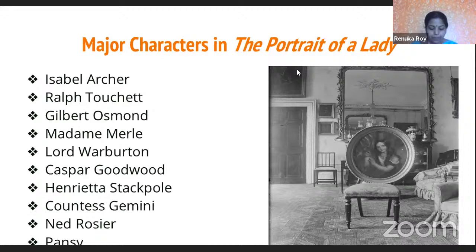So the other characters, as sir has rightly put on this slide, are Ralph Touchett, Gilbert Osmond, Madame Merle, Lord Warburton, Caspar Goodwood, Henrietta Stackpole, Countess Gemini, and Ned Rosier. So Isabel is the central intelligence in the novel. The young woman, Isabel, is the central intelligence in the novel. And she is shown in the scale of her relationship with herself and with the other characters. So at one point of time, she feels that she is completely tangled in her relationship with other people. So Isabel finds herself in a kind of labyrinth. Okay, so these are the characters that we will discuss in brief.